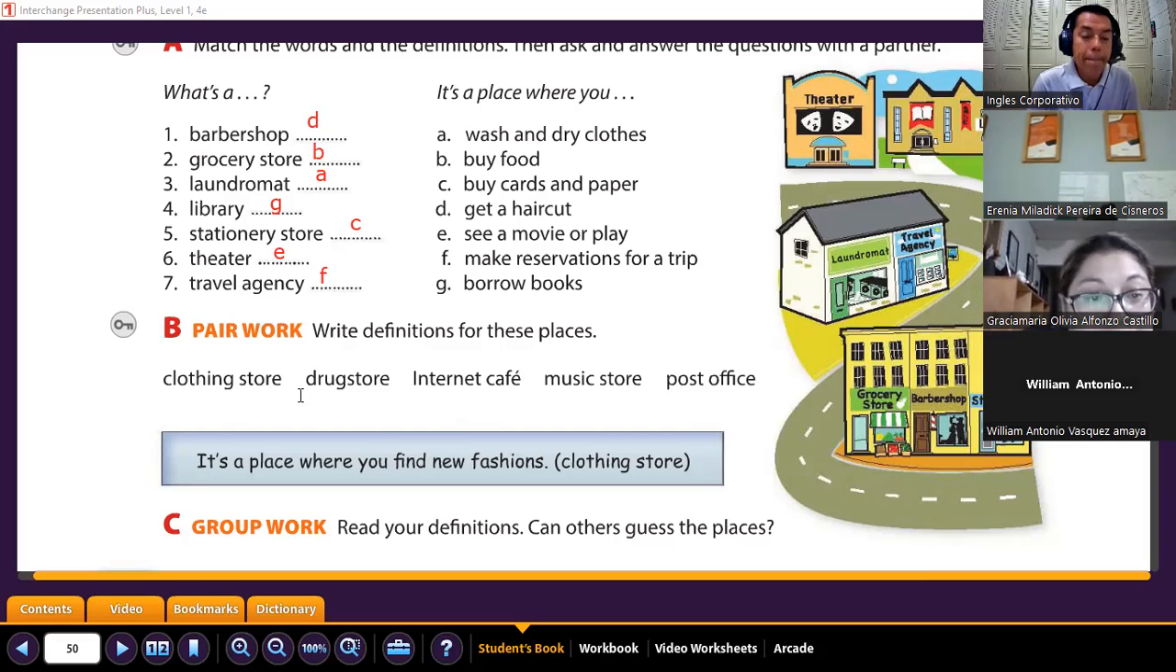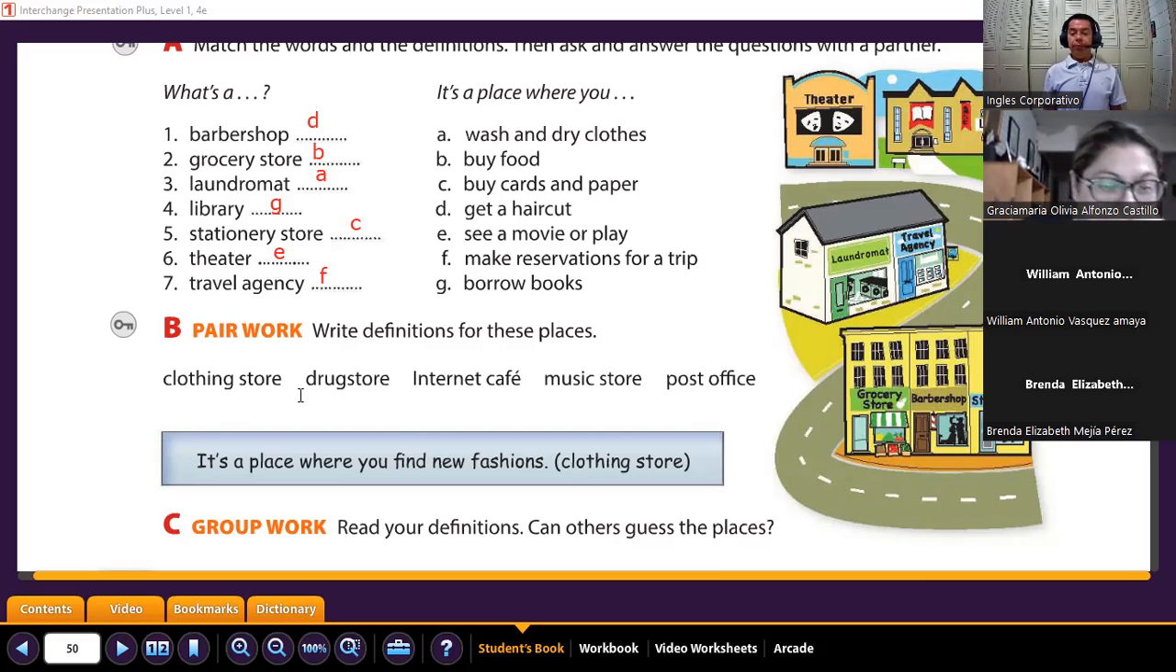Brenda, what's a travel agency? It's a place where you make reservations for a trip. Nice, very good. Now we're going to invent some things, right?